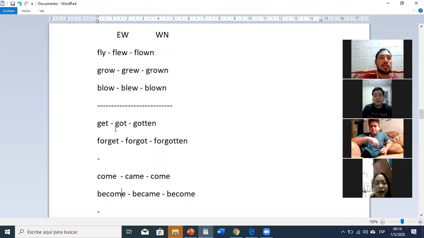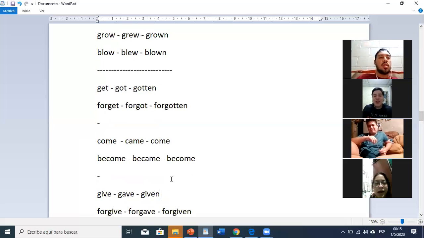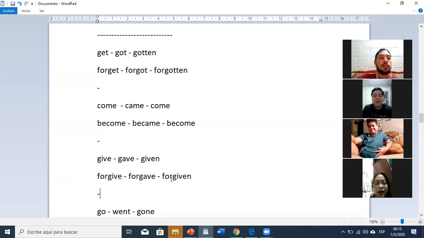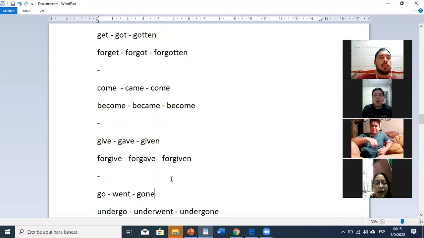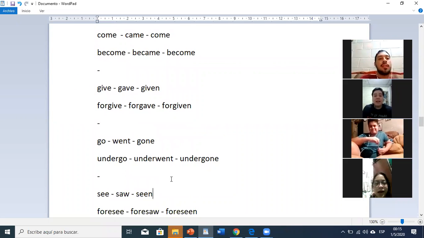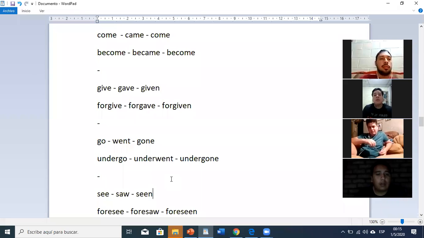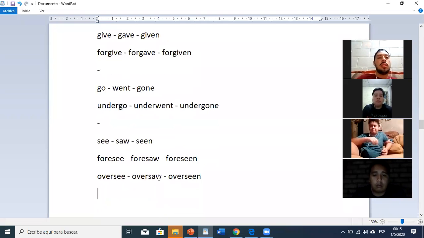All right, next one. Get, got, gotten. Repeat. Forget, forgot, forgotten. Come, came, come. Become, became, become. Give, gave, given. Forgive, forgave, forgiven. Go, went, gone. Undergo, underwent, undergone. See, saw, seen. Foresee, foresaw, foreseen. Oversee, oversaw, overseen.